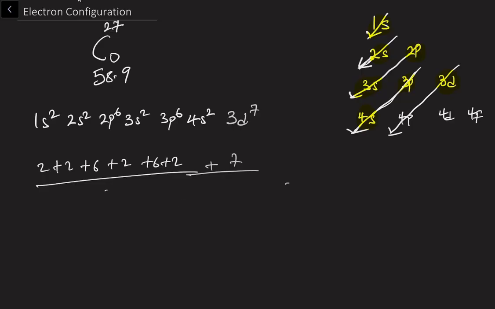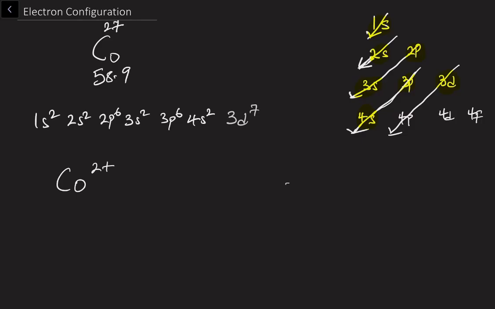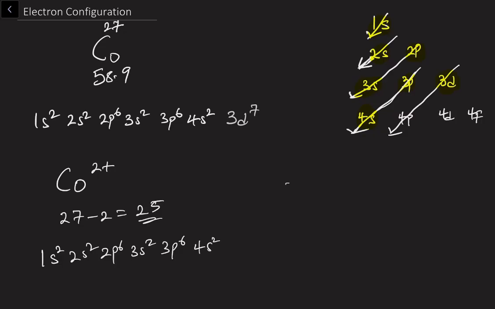Now this can get a bit tricky if you're asked to write the electron configuration for cobalt 2 plus. So this means cobalt has lost 2 electrons, so 27 minus 2, that's 25, right? It has lost 2 electrons. We write the same configuration: 1s2, 2s2, 2p6, 3s2, 3p6, 4s2, 3d7.